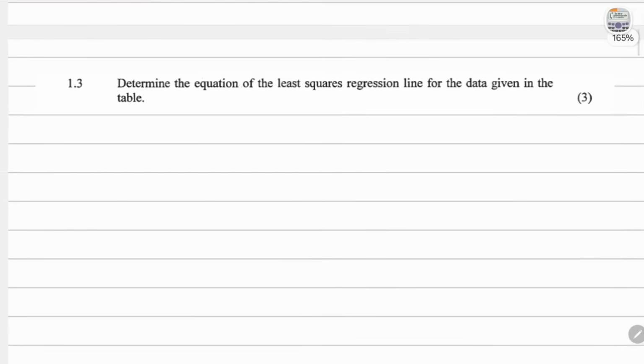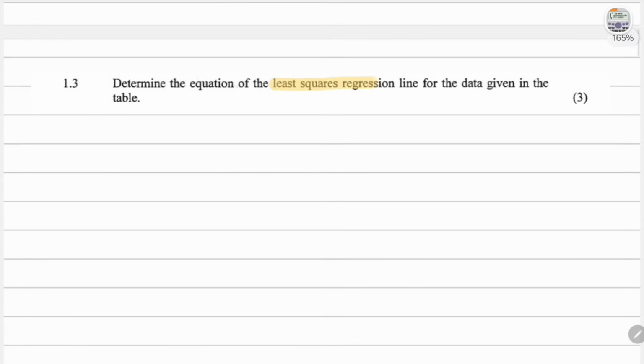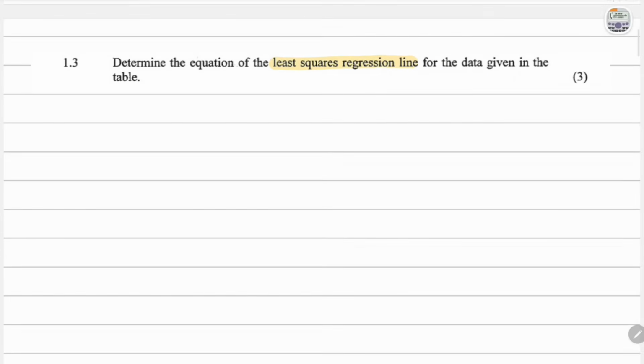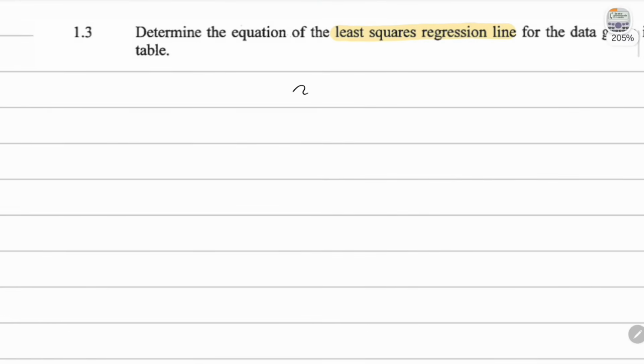Question 1.3 says determine the equation of the least squares regression line for the data given in the table. Okay, so we know that the least squares regression line looks like this: y equals a plus bx. It's the equation of a straight line. And so we just need to find the value of a and the value of b.